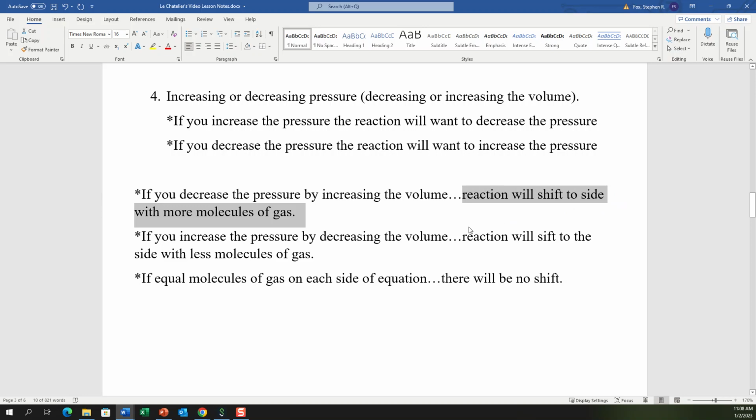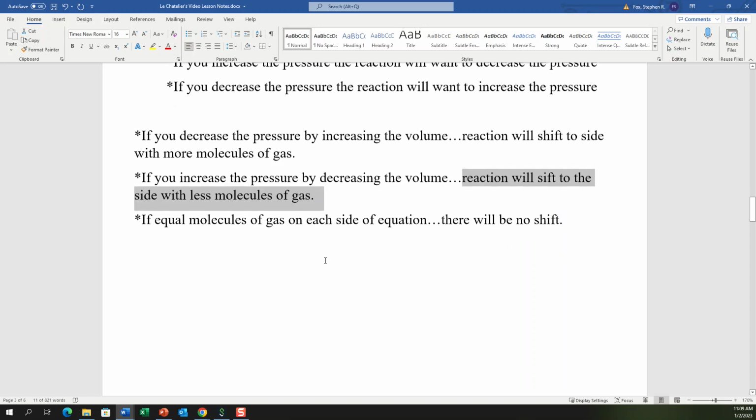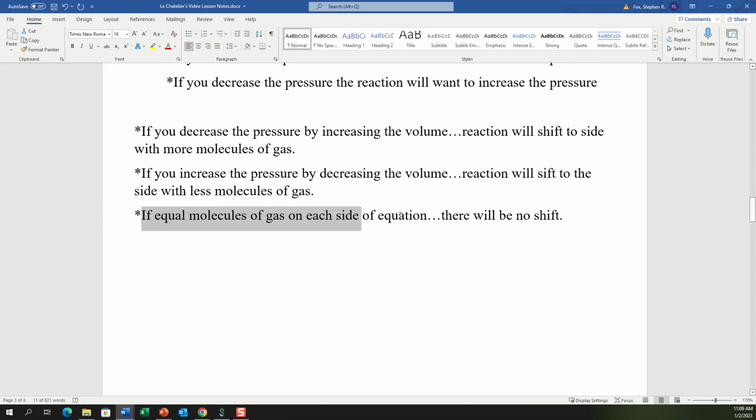If there are more gas particles on the product side, it would shift towards the products. If there are more gas particles on the reactant side, it would shift towards the reactants. So it's going to shift toward more gas particles. And then if you increase the pressure by decreasing the volume, the reaction is going to try to bring the pressure back down by shifting to the side with fewer moles of gas. If there are equal gas particles on each side of the equation, then there won't be a shift. The reaction can't relieve the stress at that point.